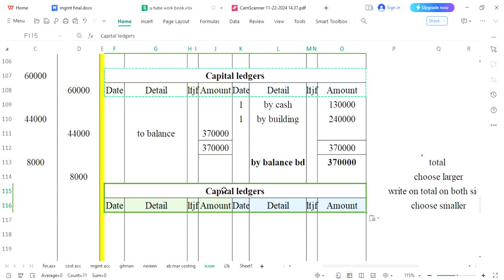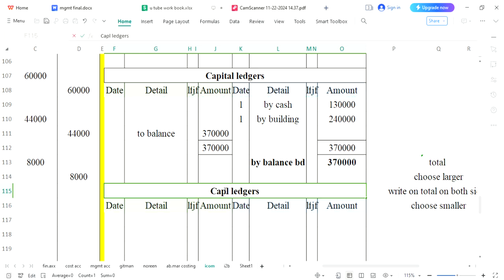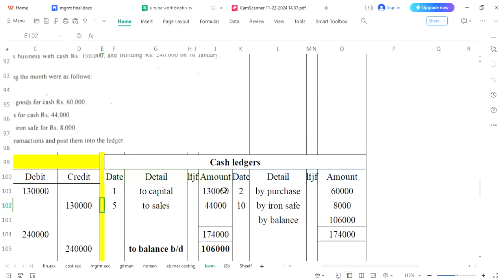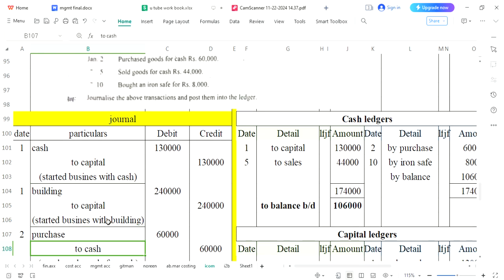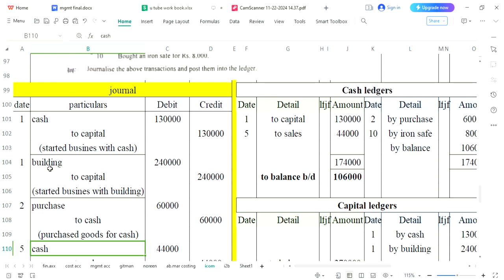I am going to make the building ledger. The rule is similar. We will see building. If it is debit, we will choose the debit side of the ledger. If it is credit, we will choose the credit side of the ledger. First entry, building is not present, leave it. Second entry, yes, building is present, 240,000 on the debit side.